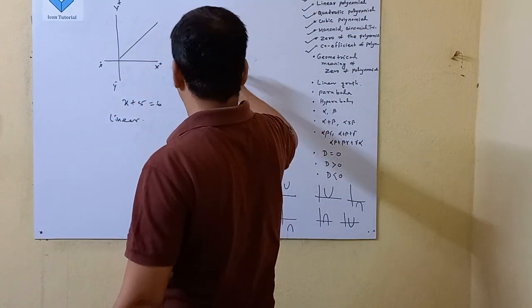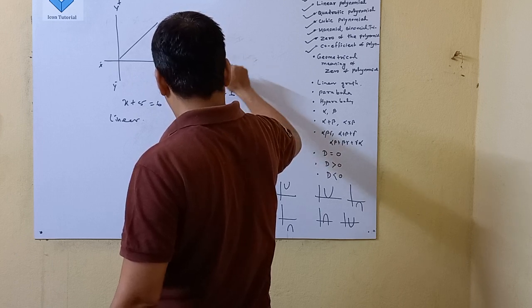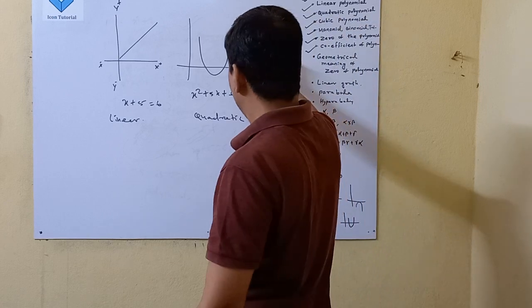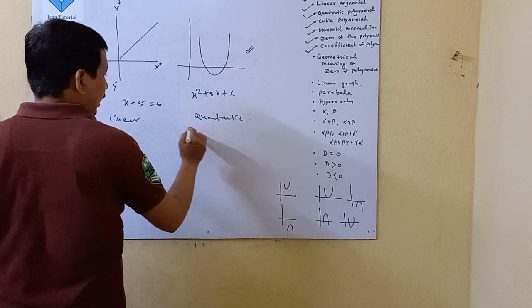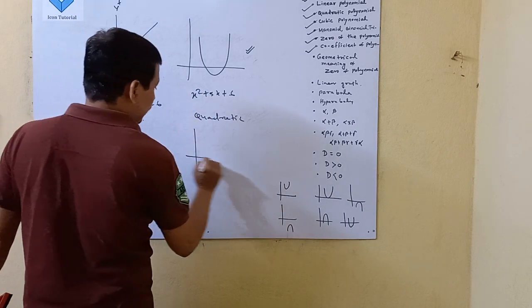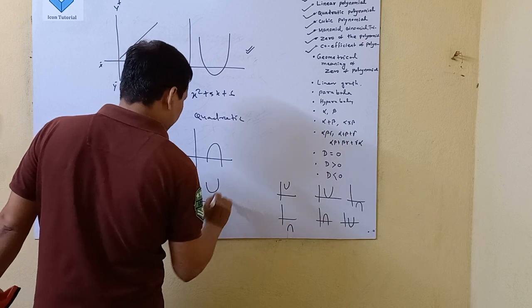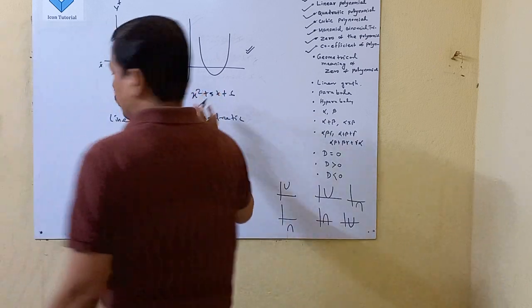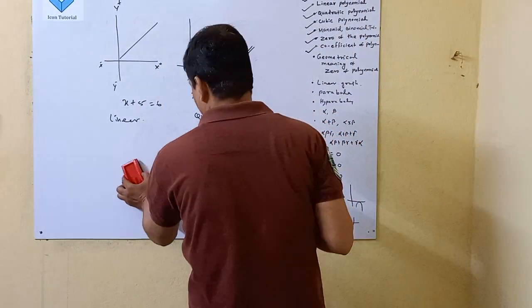In a quadratic polynomial, what will happen? It may be like this, or in a quadratic polynomial it may be like this. It may be like this. So I will discuss one by one. I will discuss slowly. Let me first discuss the linear polynomial.